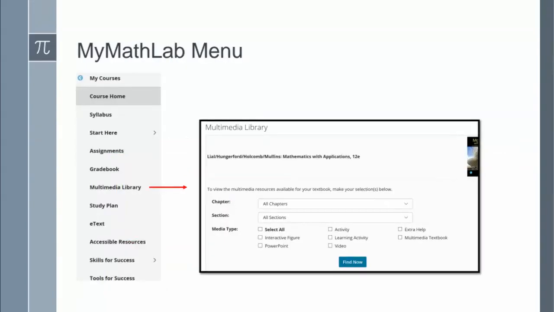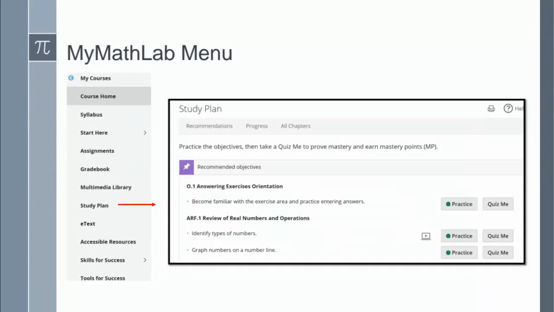All right, so your menu tab for your MyMathLab. Here you're going to have your library, where you can go directly to the sections that you want to help you with your homework. Again, MyMathLab also has a study plan, so you can practice other examples that are related to the sections that you're covering.